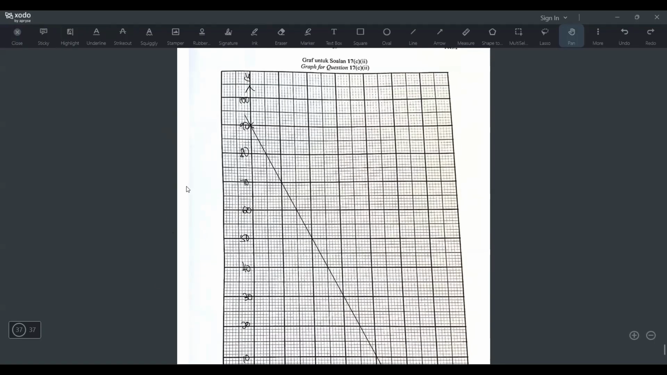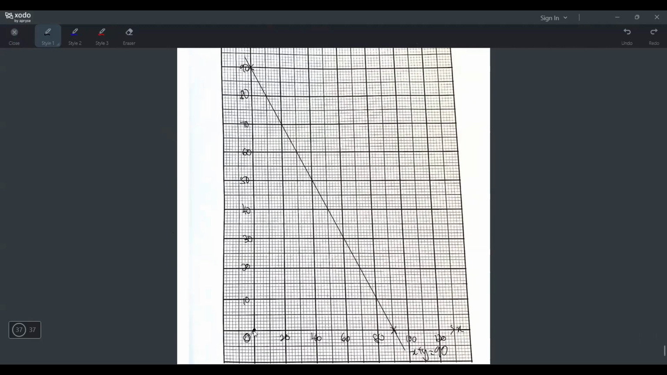So 0, 0, 45, 90. Let's go. 0, 0 is here. So put the mark here. 45, 90 is very hard to plot, right? Because one box is 2, right? And this is 44, this is 46.